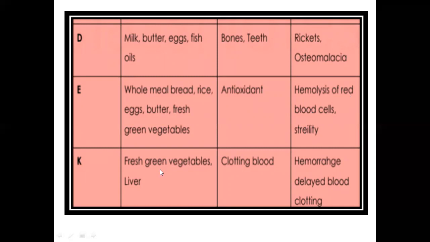Vitamin K is present in fresh green vegetables and liver, and it is important for clotting of blood. Deficiency of this vitamin may cause delayed blood clotting, which is called hemorrhage. Hemorrhage is a disease which is delayed blood clotting.